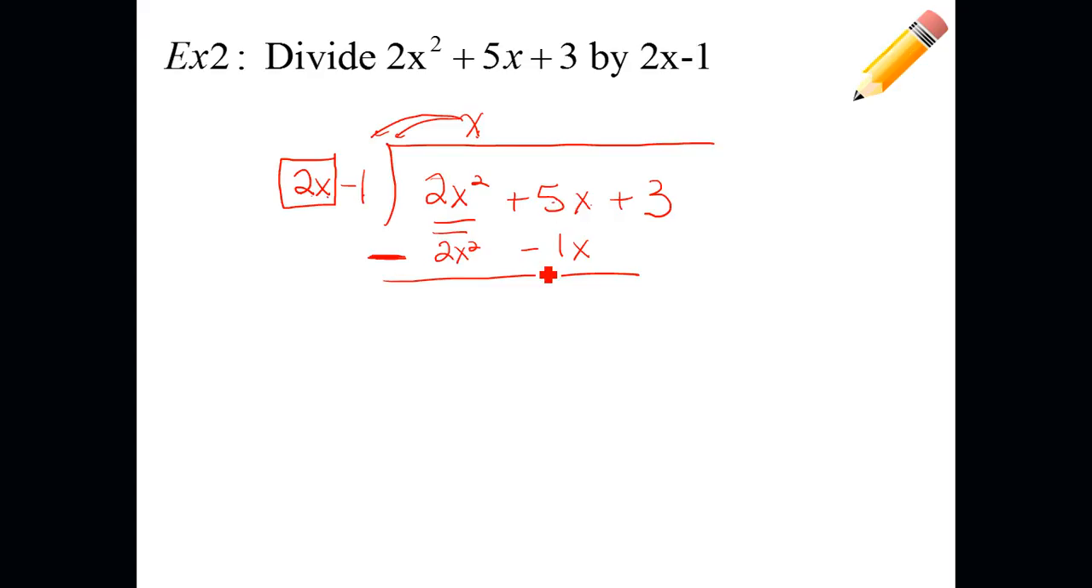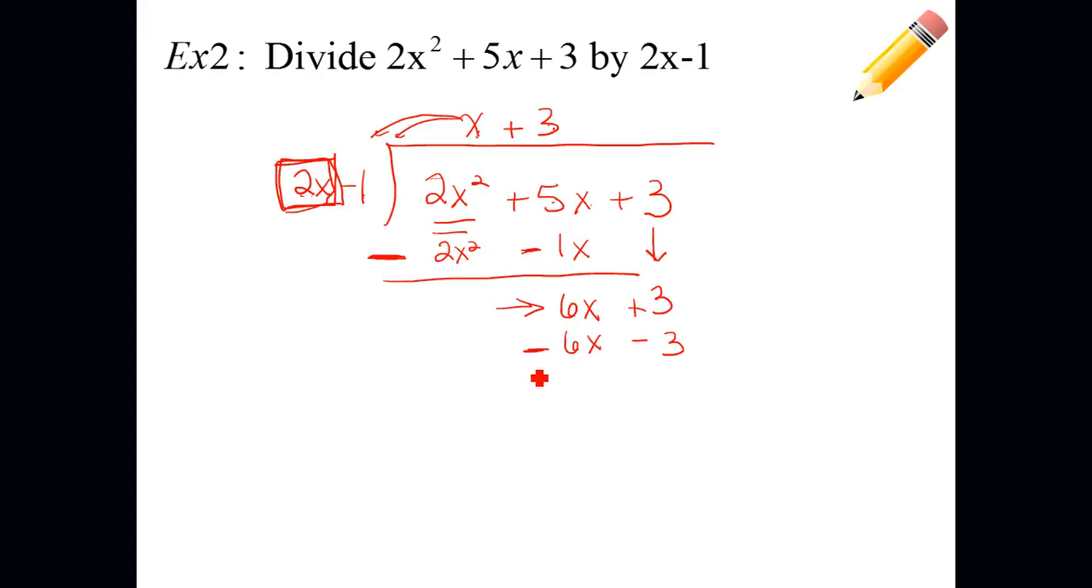5x minus negative 1. Minus a negative is like an add, so 5x plus 1 is really 6x's. So I'm going to drop down the next guy. After I subtract, I drop down the next term, and I do the same thing. 2x, what do I need to multiply him by to turn him into 6x? What would I need to multiply him by? 3, right? So plus 3 right here. 3 times 2x is 6x. That means I did it right. And then 3 times negative 1 makes negative 3.